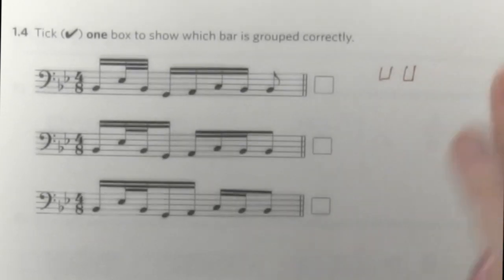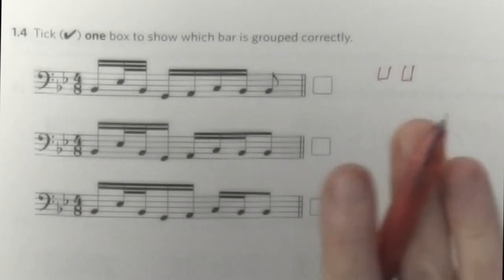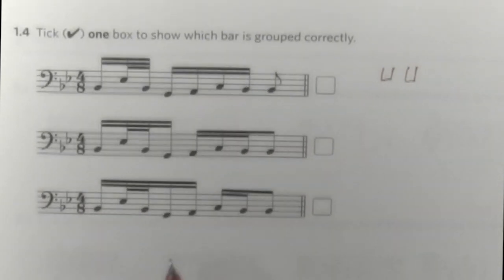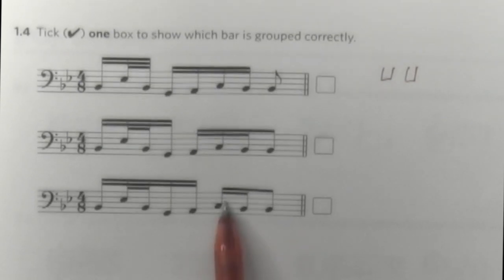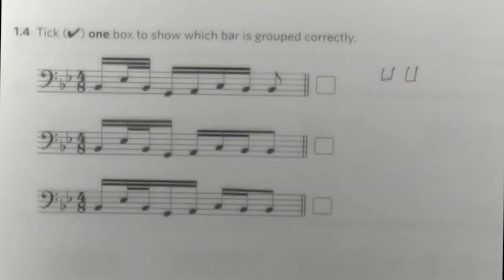1, 2 and 1, 2. They have to be like a scale. They have to be still. So I guess the right answer is this. We have one quaver, one quaver, one quaver, one quaver. So it is the last.